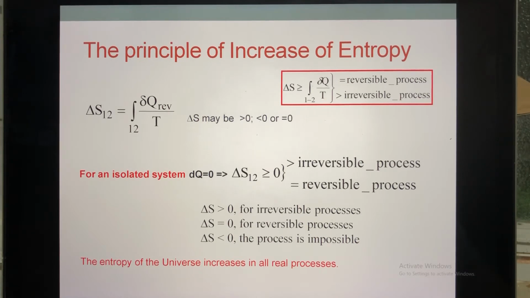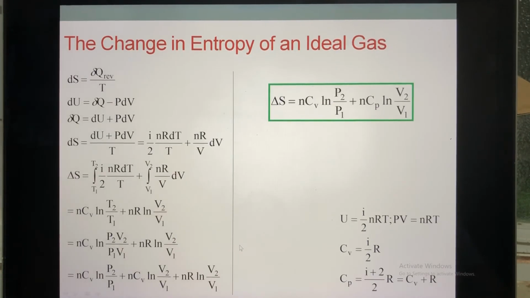Okay. Next, now we calculate the principle of increase of entropy. I said before already, the entropy change of an irreversible process is always greater than zero, and for a reversible process it equals zero. You never have any process whose entropy change is smaller than zero. Okay, now we calculate the change of entropy of an ideal gas.